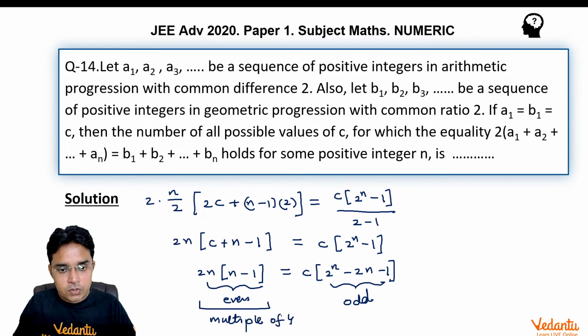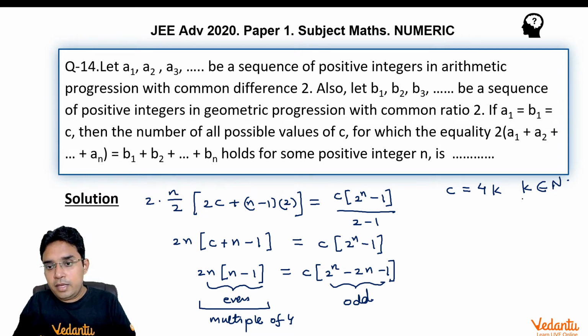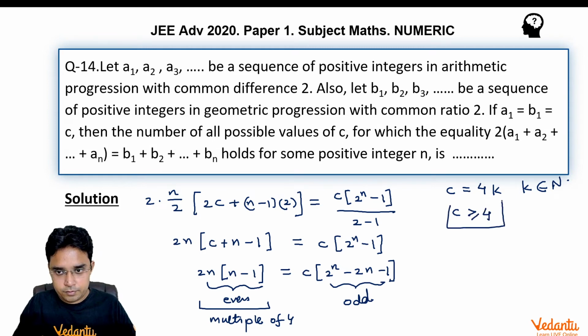So we can now say that because the left hand side is equal to the right hand side, and on the right hand side we have c into an odd number, this c has to be a multiple of 4, that is c equals 4k, where k will be any natural number, because we are given that all these numbers a1, a2, a3, b1, b2, b3 are positive integers. So this will be starting from 4. So c has to be greater than or equal to 4. So this is one part of this question.